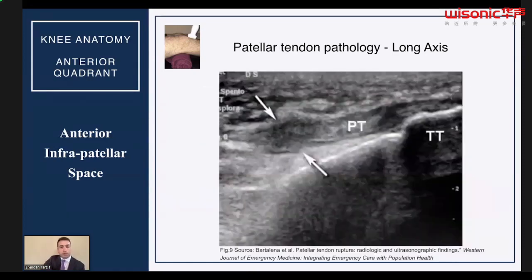And then if we're looking at the patella a little bit more, you can look for things like patellar tendon tears. You can look for ruptures. This is just from a paper, and it shows this ruptured patellar tendon. You can see that loss of nice fibrillar tendon structure. You just have this mess of hypoechoic area that does not look like that nice, neat tendon that we're usually seeing. And so you can identify ruptures or any tears in the patellar tendon using this view.